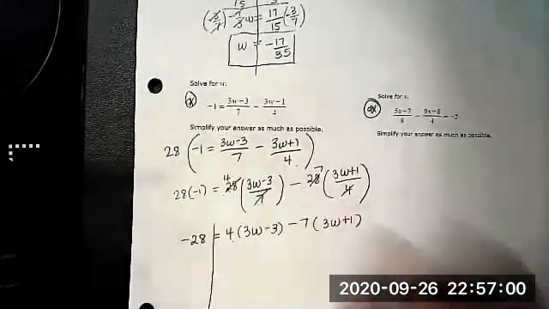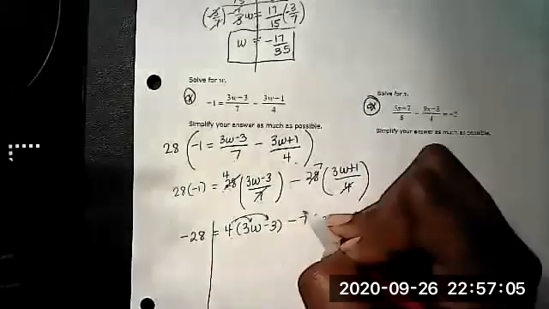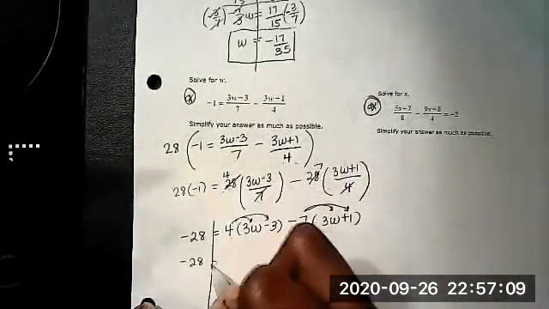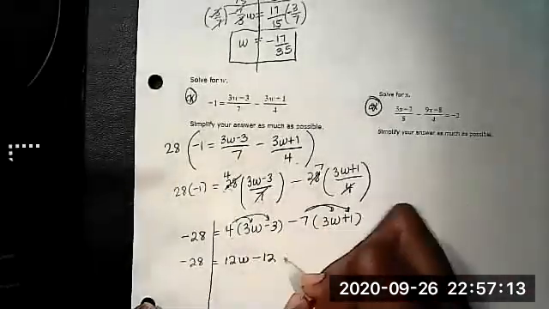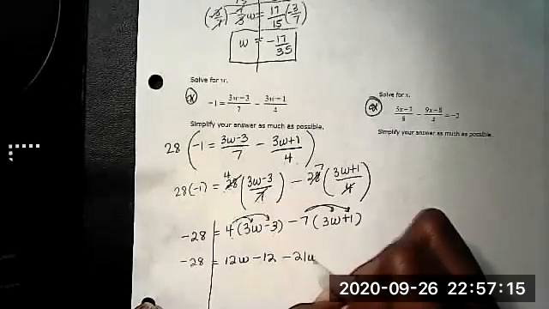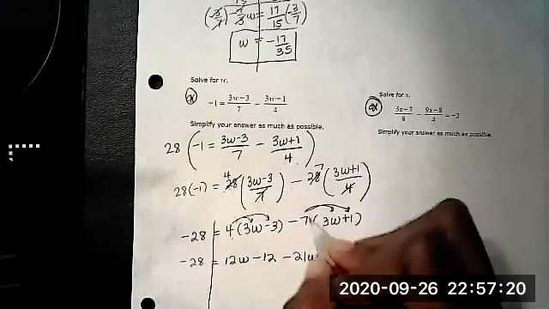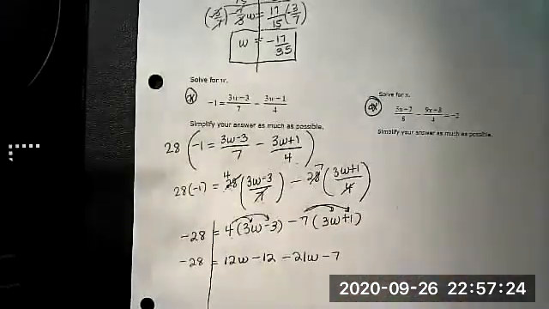And once you do that, now we can distribute. Distribute here, distribute here, distribute here, distribute here. This becomes -28 equals 12w minus 12 minus 21w, because I distributed, I multiplied -7 times 3, -21, and then -7 times 1, minus 7.